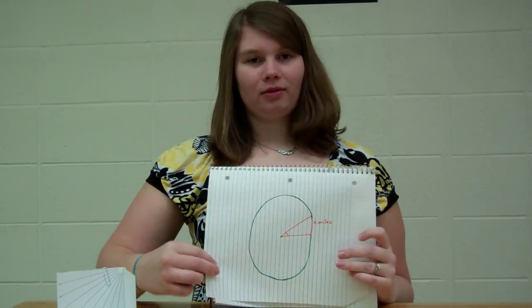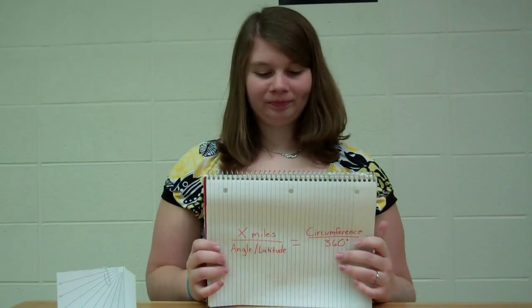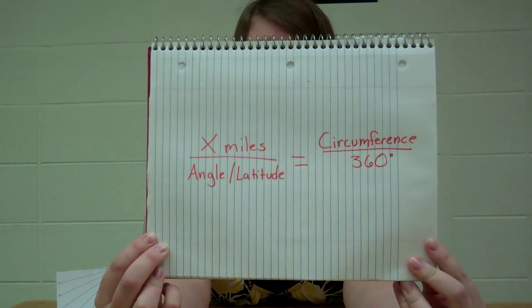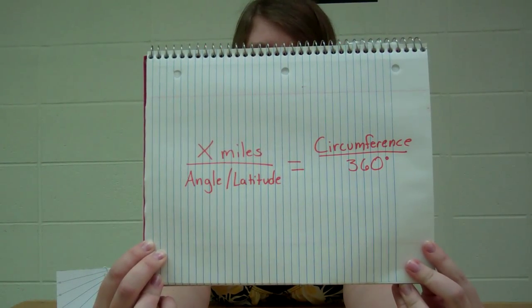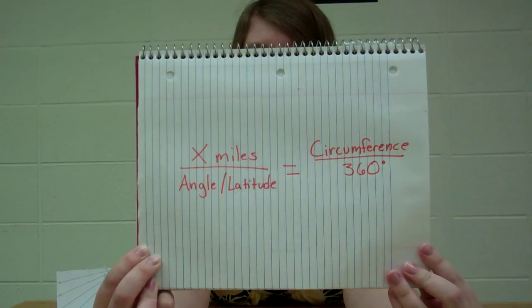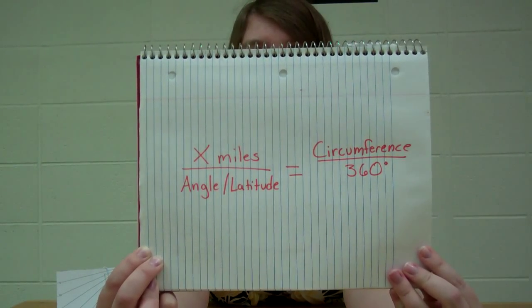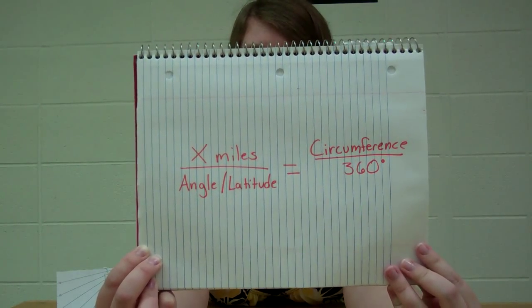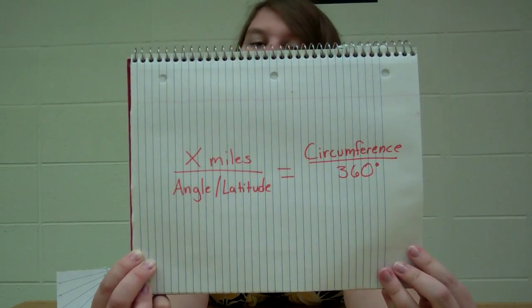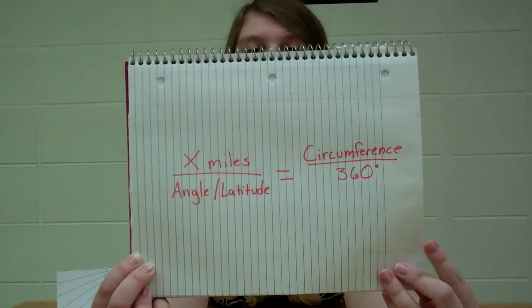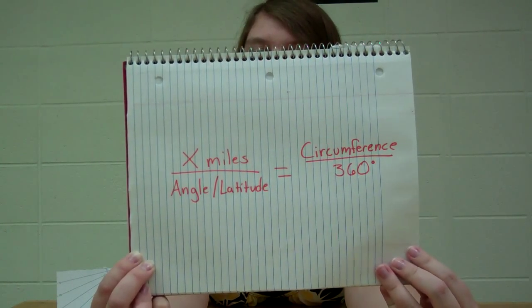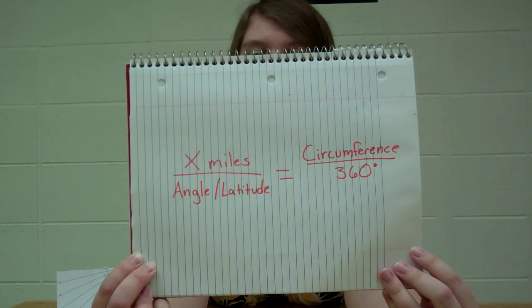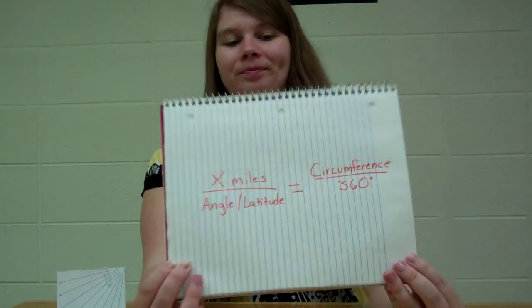The proportion would then be set up as follows. You would have the X number of miles, or in the case of the styrofoam ball, the 2 inches, divided by the angle. Now this could be the difference in latitude when doing the earth, or the angle measured by the protractor when doing the styrofoam ball. You set this equal to the entire circumference over the entire angle of the circle, which is 360 degrees. Students would then solve for circumference.